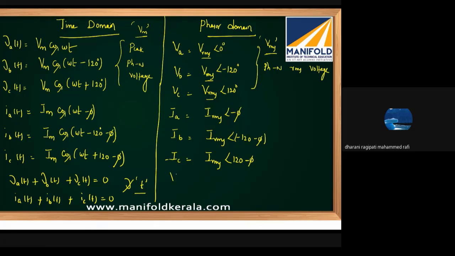Similarly, if you do the phasor sum, that is VA plus VB plus VC, I'm drawing an upper line to denote it is a phasor sum, or IA plus IB plus IC, it is 0. The phasor sum of all three phasors would be 0 in the phasor domain. Okay.